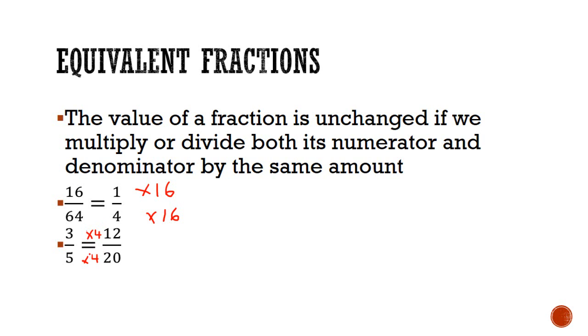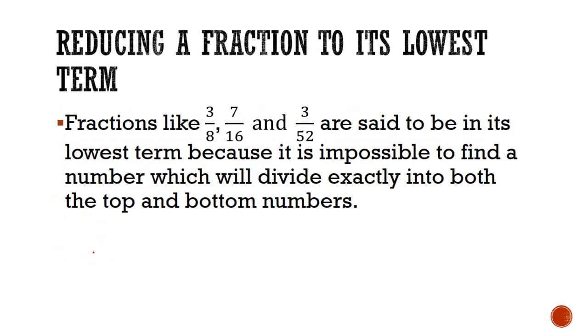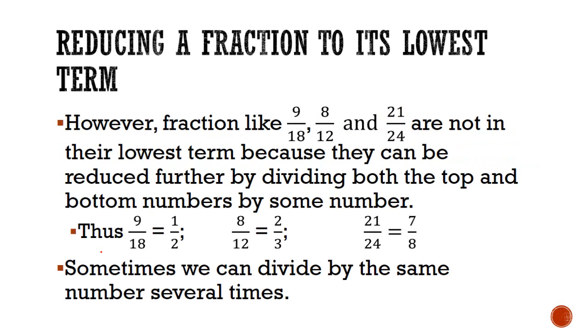Similarly, 3 over 5 is preferable to 12 over 20. So how do you go about reducing a fraction to its lowest form? Some fractions cannot be reduced any lower. For instance, 3 over 8, there is no number that can be divided into both 3 and 8 to reduce it. Similarly, 7 over 16 and 3 over 52. But we have numbers like 9 over 18, 8 over 12, and 21 over 24 that can be reduced further.